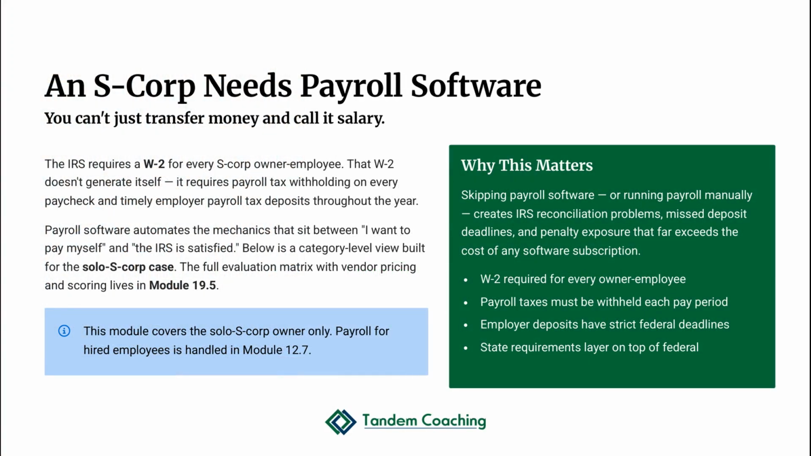You can't just transfer money from business checking to personal and call it salary in an S-corp. That works for a sole prop, the draw mechanic from Unit 11.1. It does not work for an S-corp. The IRS requires a W-2 at year end. The W-2 requires payroll tax withholding throughout the year. Withholding requires deposits on a schedule, and deposits without filings get flagged as orphan deposits.